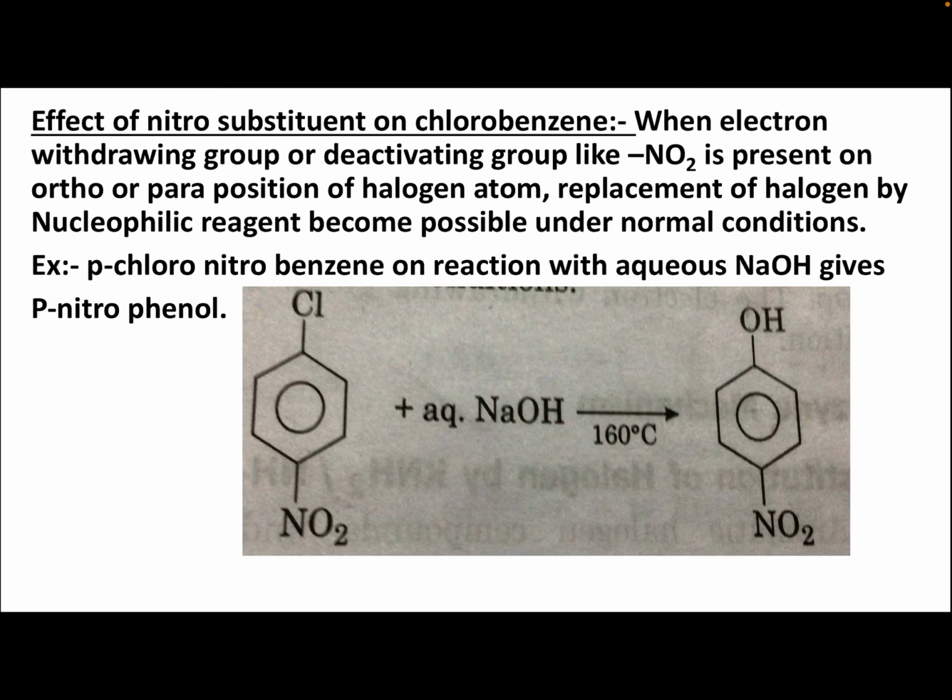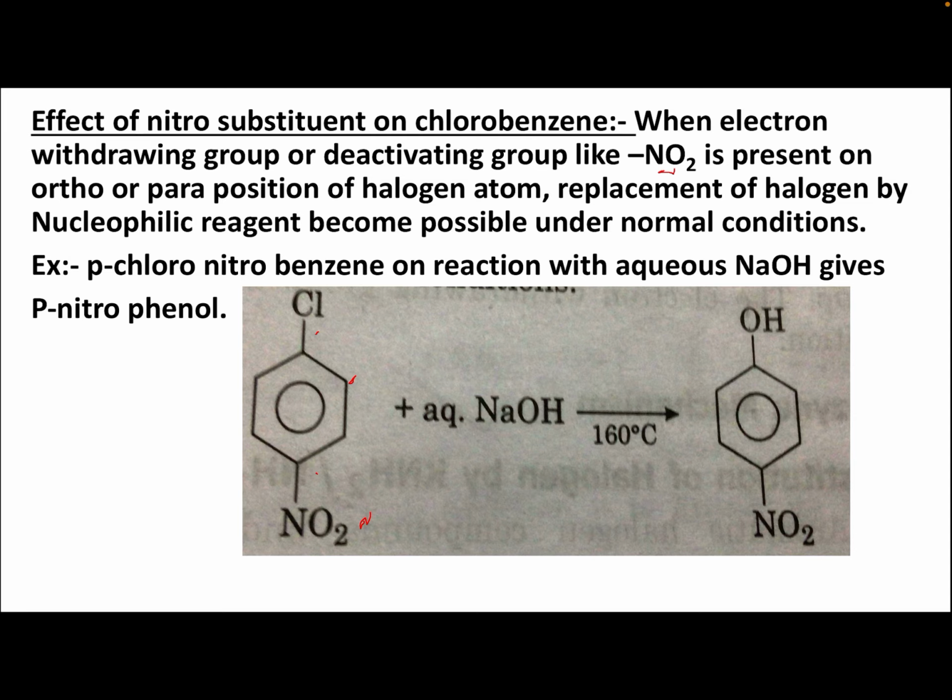Then one more topic, the effect of a nitro substituent on chlorobenzene. That means if a nitro group is present on chlorobenzene, how does the reactivity change? When an electron withdrawing group or deactivating group like nitro is present on the ortho or para position of the halogen atom, then replacement of halogen by a nucleophilic reagent becomes possible under normal conditions.